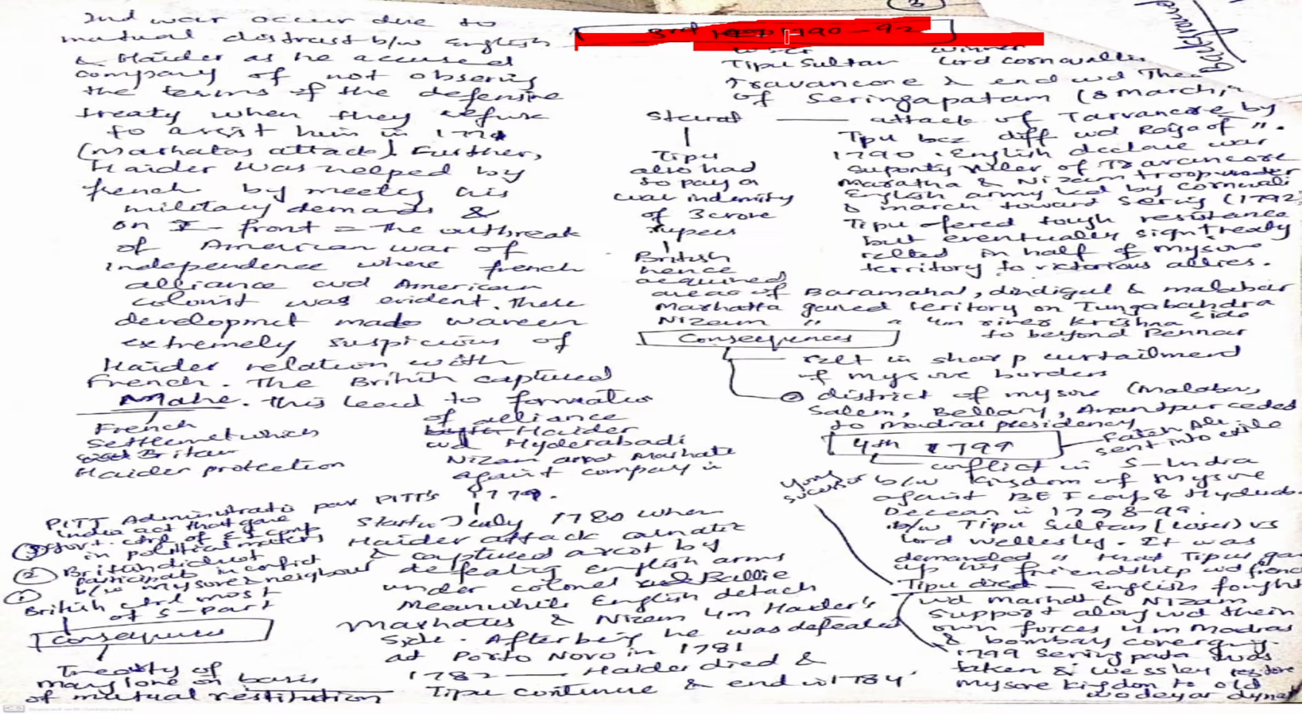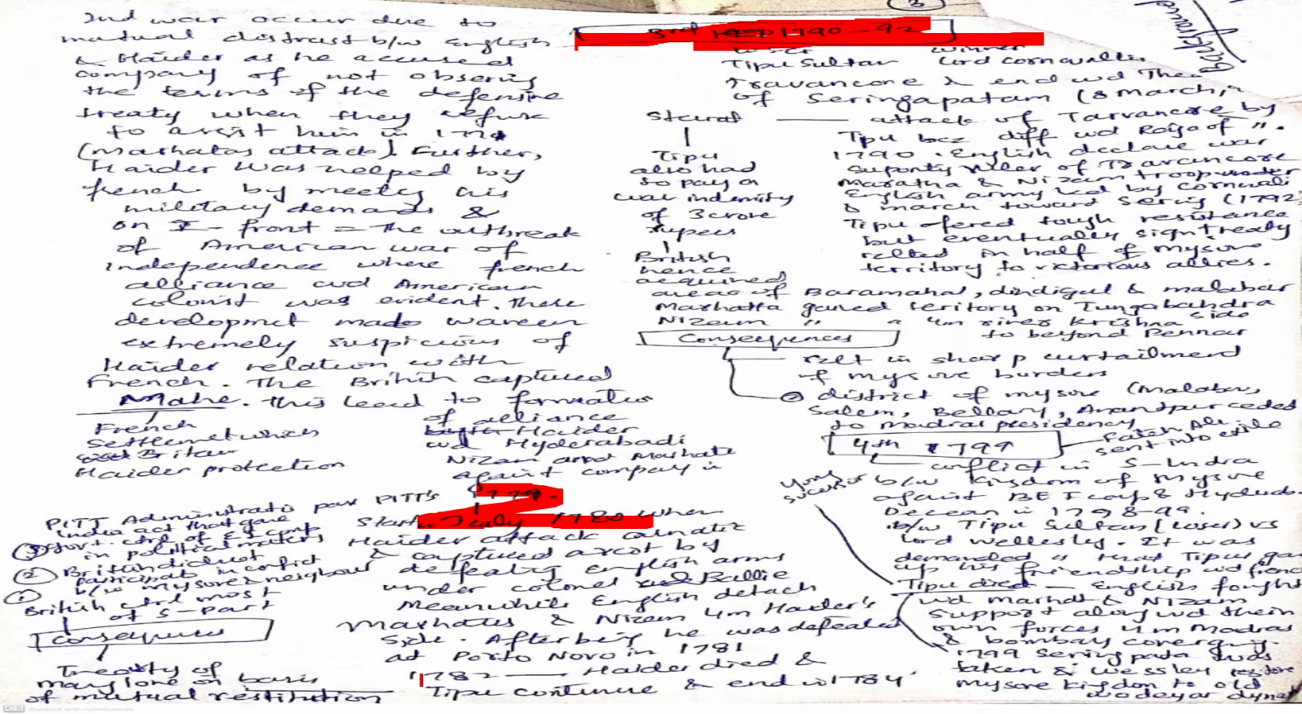The British captured Mahe, a French possession, which was under Hyder's protection. This led to the formation of an alliance of Hyder with the Hyderabadi Nizam and the Marathas against the Company in 1779. The rivalry started in July 1780 when Hyder attacked the Carnatic and captured Arcot by defeating the English army under Colonel Baillie. Meanwhile, the English detached the Marathas and the Nizam from Hyder's circle, and he was defeated at Porto Novo in 1781.